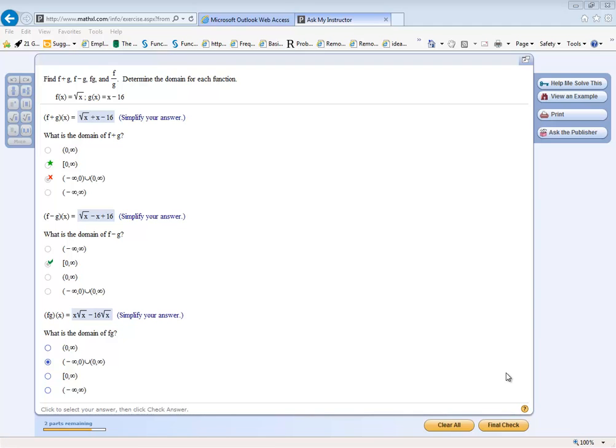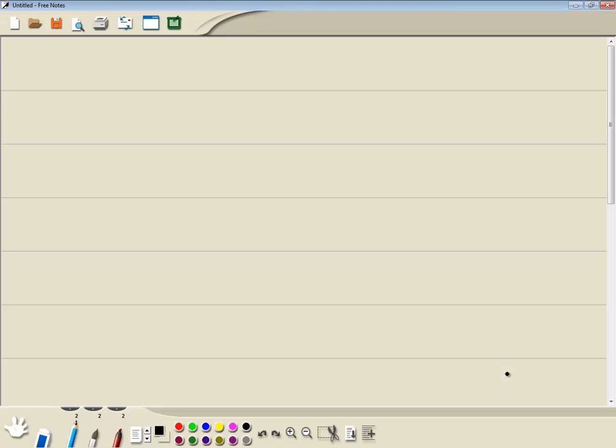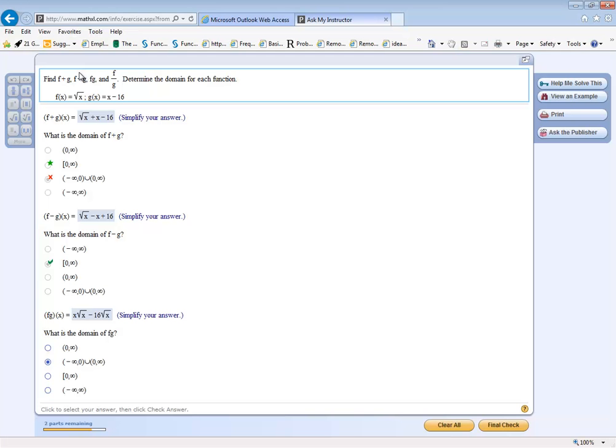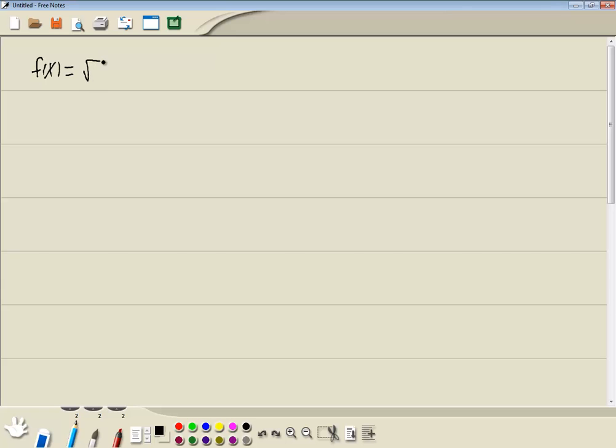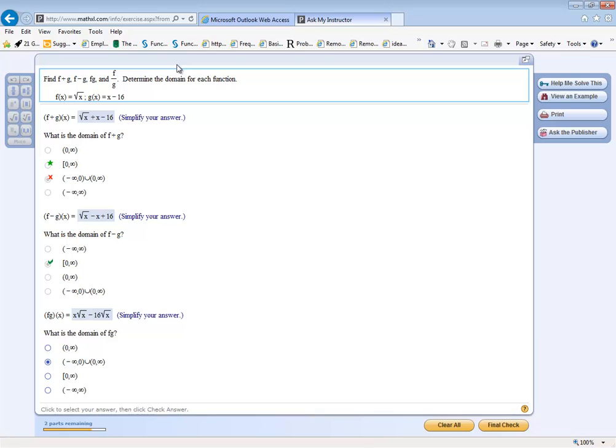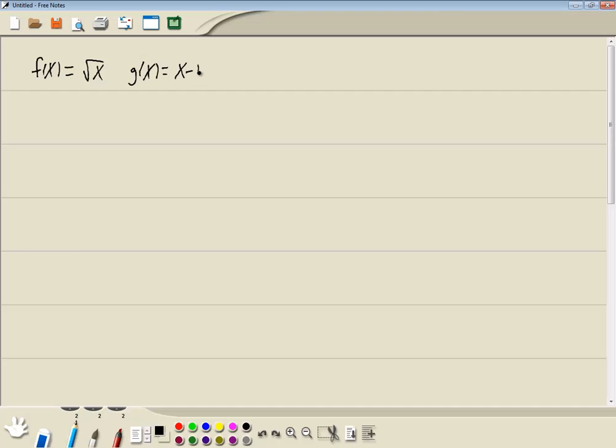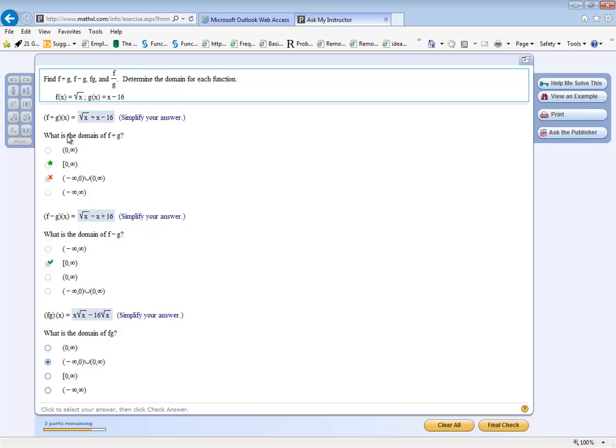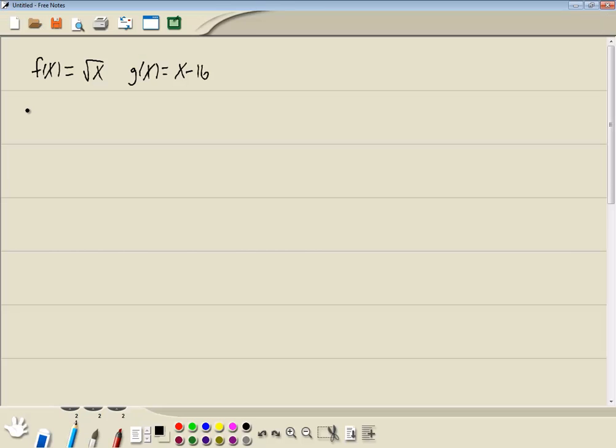Let's take a look at this problem. We've got f of x is equal to square root of x, and g of x is equal to x minus 16. And the first thing you're wanting us to find is f plus g.